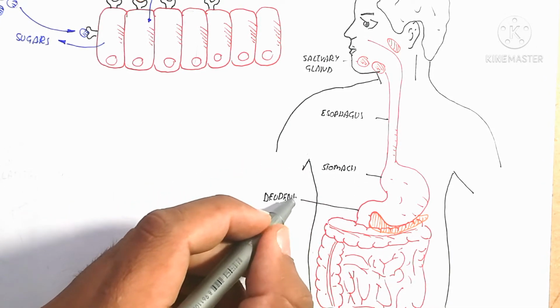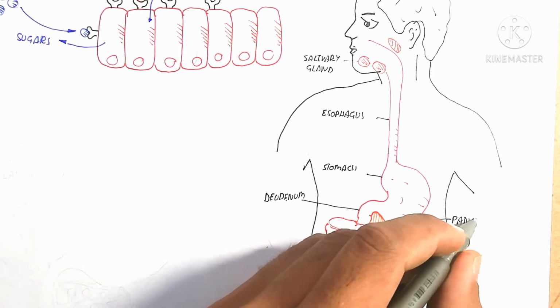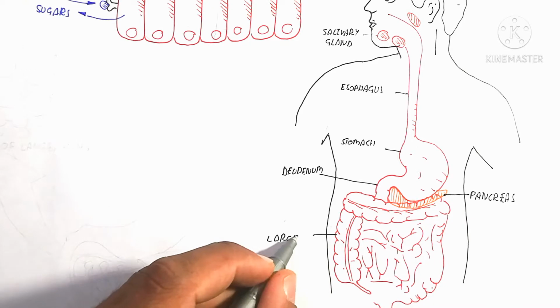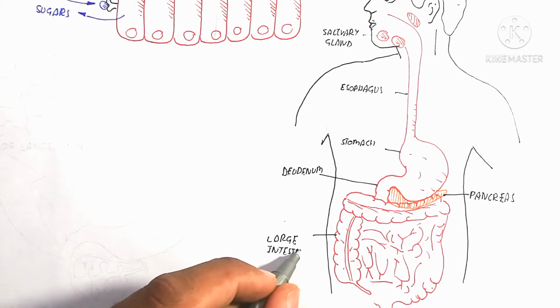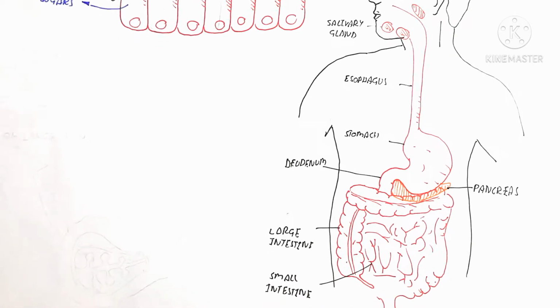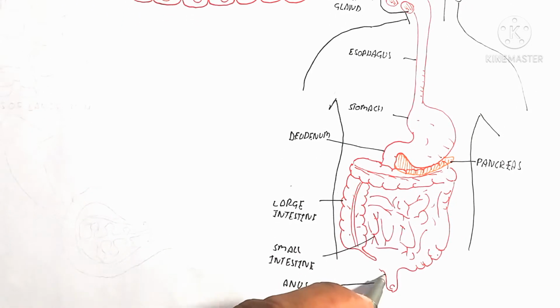So here the digestive system contains the salivary gland, esophagus, stomach and duodenum, and here is the pancreas. On the other hand, here are the large and small intestine, which ultimately go into the rectum to the anus, for release of the defecated material known as feces.